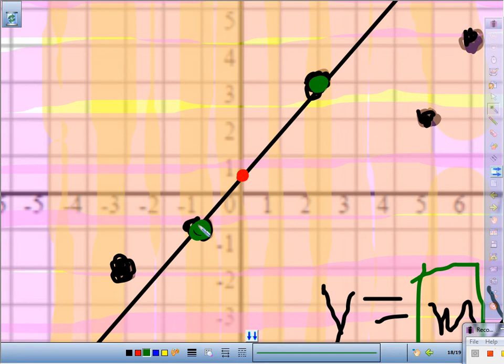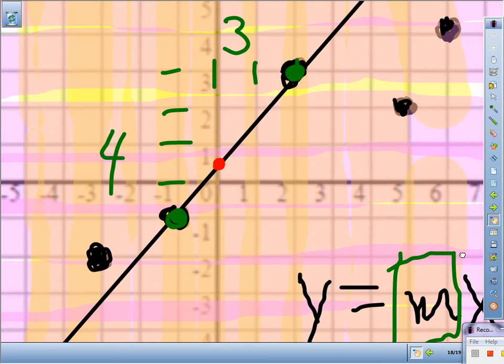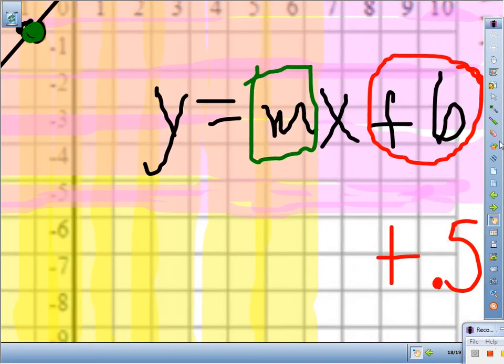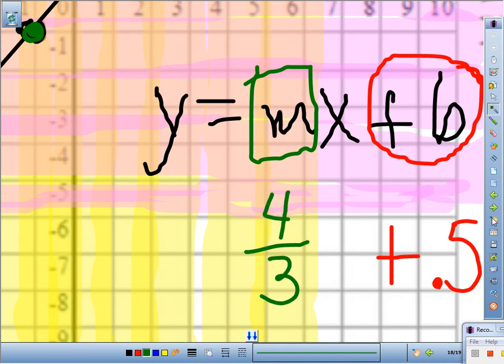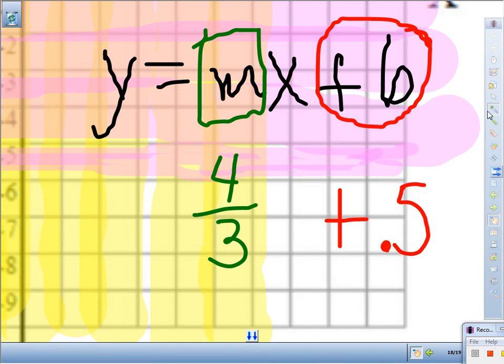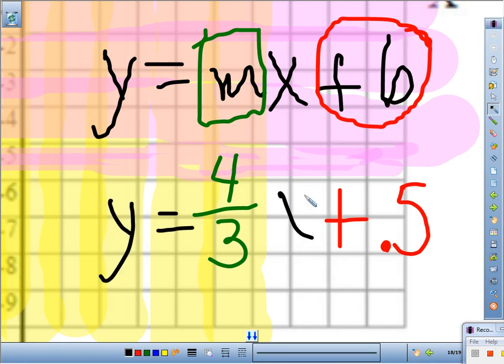So, to get from here to here, how many steps up? 1, 2, 3, 4 steps. I turn right, and then I go 1, 2, 3 steps. So my slope is what, everyone? 4 over 3. So I write that right here. 4 over 3. Am I done? I'm pretty close. Bring down the y and bring down the x.